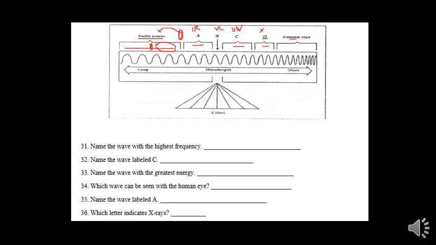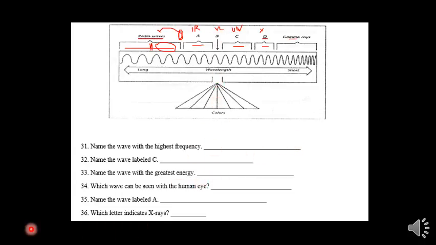The radio wave that is labeled as C up there, well, that's going to be our UV. The one with the greatest energy, well, that's also gamma down here. The Hulk is high energy. Which one can you see with the human eye? Well, that's visible light down here.